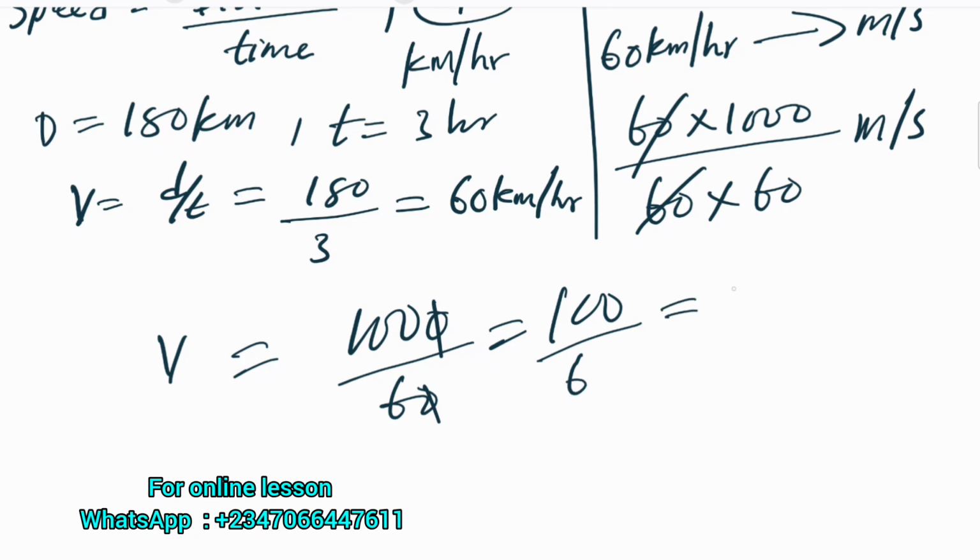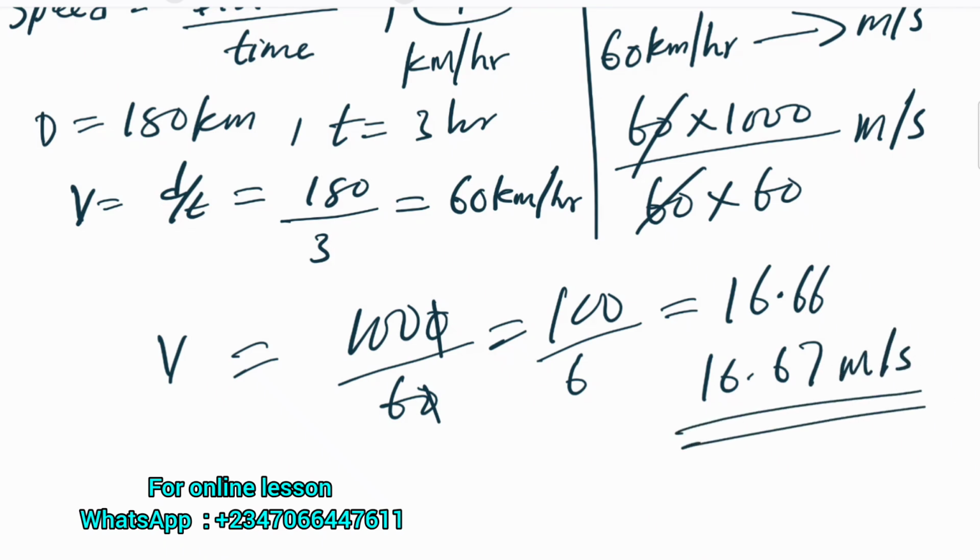So this will now give us 16.6666. So at the end of the day, we can have 16.67 meters per second. So this is the answer. I hope you understood this working.